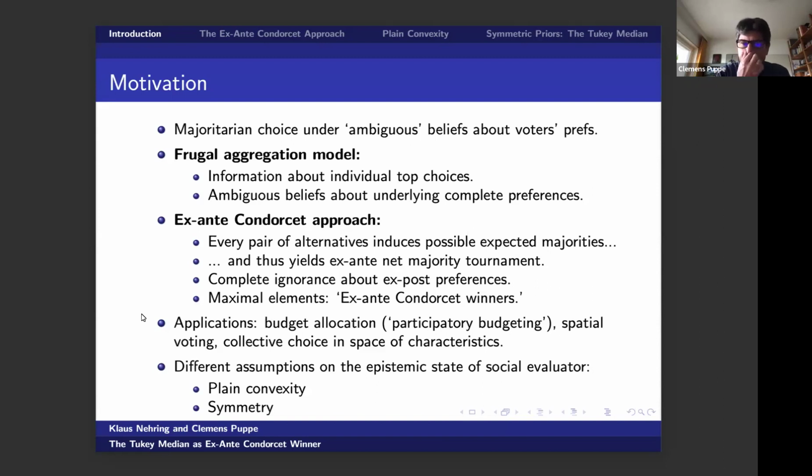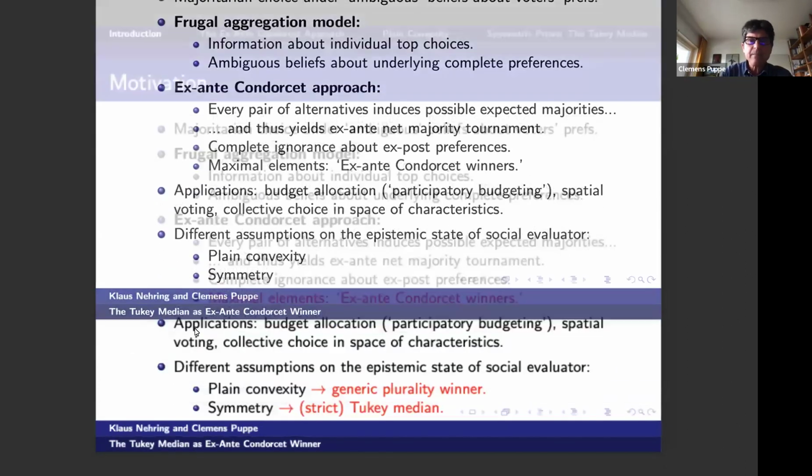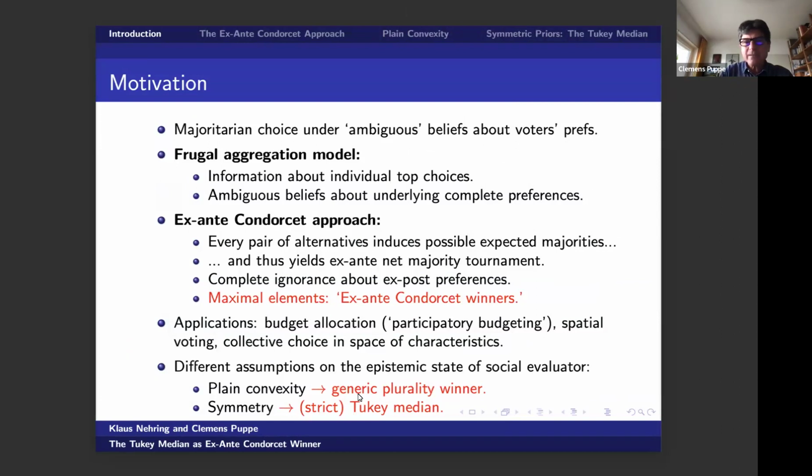we will then investigate different assumptions about the epistemic state of the social evaluator. In particular, we will investigate the assumption that the social evaluator only knows that preferences are convex, that we call the plain convex model. And we will find out what will happen then, namely, the maximal elements in that case are simply the plurality winners, right?